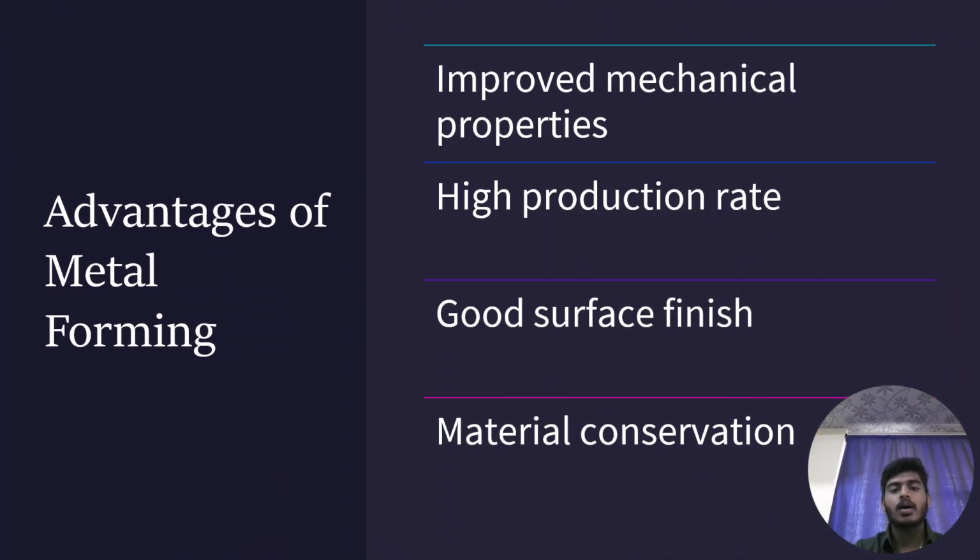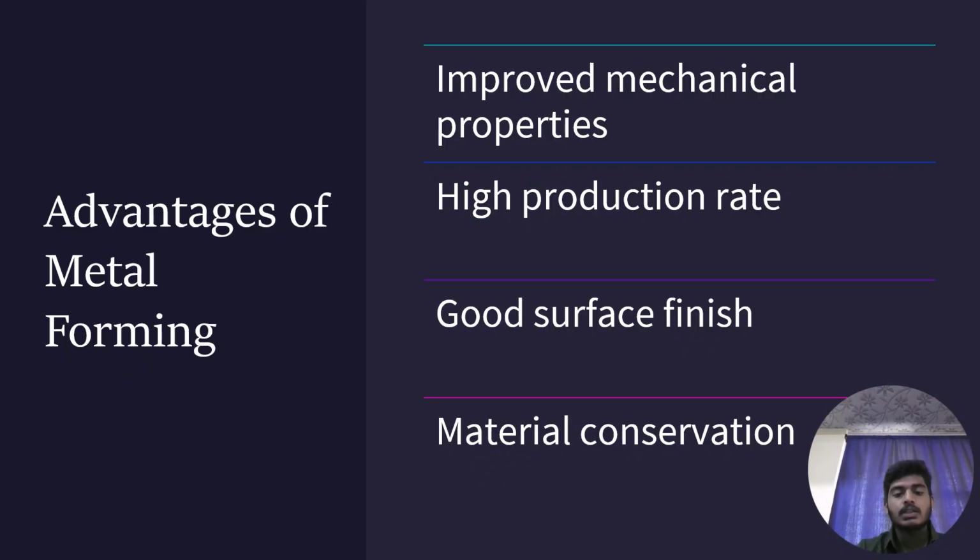Advantages of metal forming are improved mechanical properties, which means metal forming processes can increase the strength and toughness of the material by refining its grain structure. And high production rate means many metal forming techniques such as rolling or forging are highly automated and can produce a large number of parts quickly.